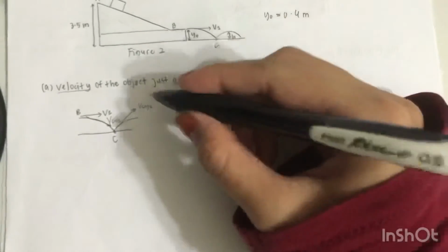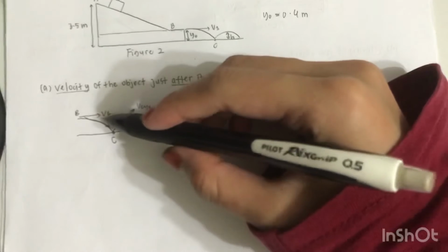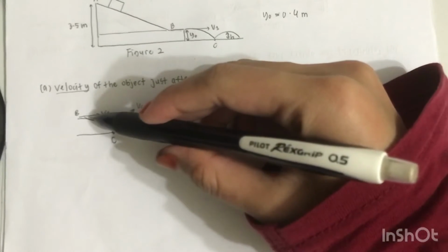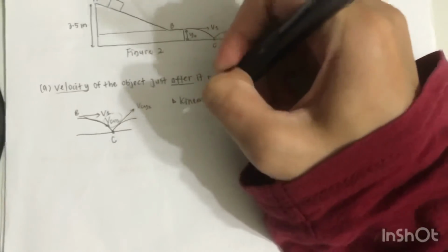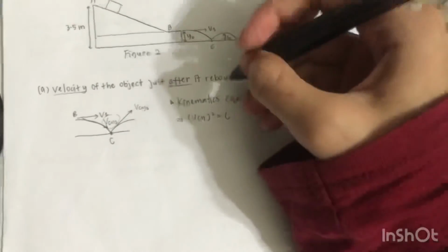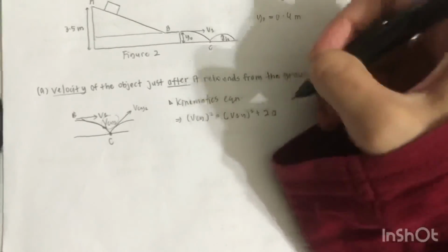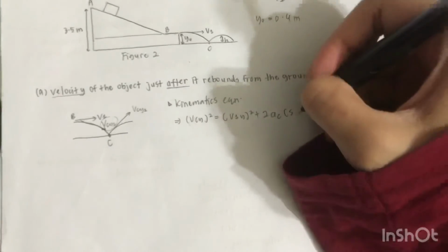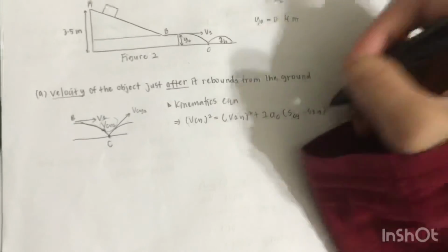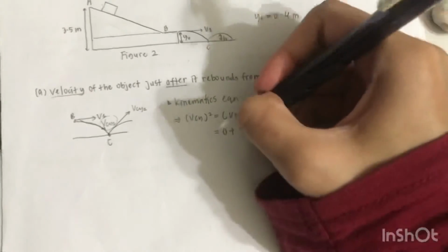After we understand the concept, first we need to know the value of VCY, the velocity of the ball once it falls into the ground. So we will use the kinematics equation. It will be VCY squared equal to V1Y squared plus 2 times constant acceleration times SCY minus S1Y. V1Y is 0 here, plus 2 times acceleration.